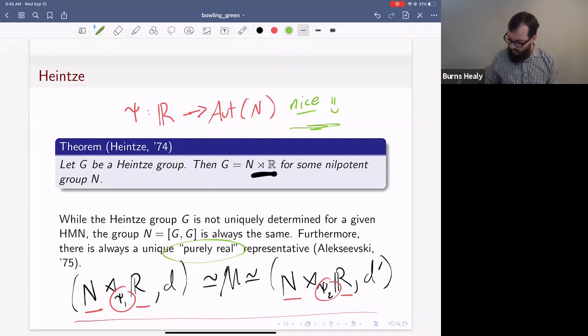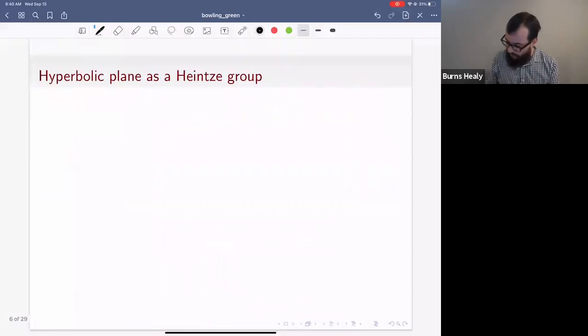So really what this is boiling down to is this automorphism here. Maybe before I talk more about that automorphism, let me give you an example. I said that this class of spaces is a generalization of what happens in non-positively or negatively curved symmetric spaces, including the hyperbolic plane. So let's just look at that.